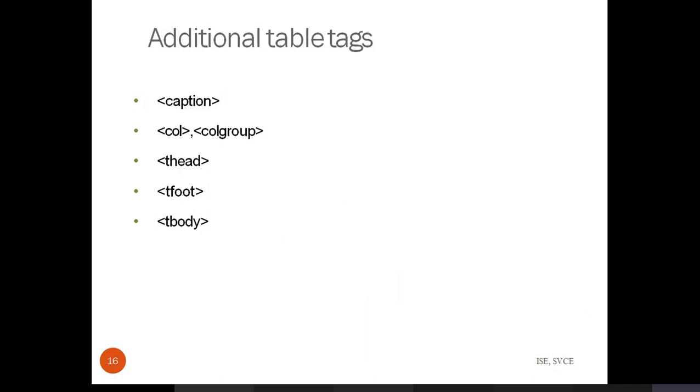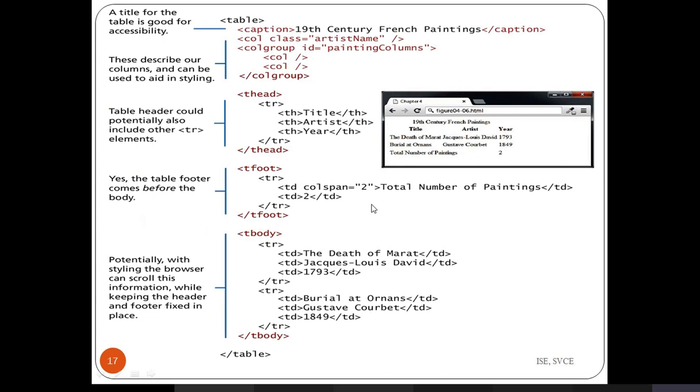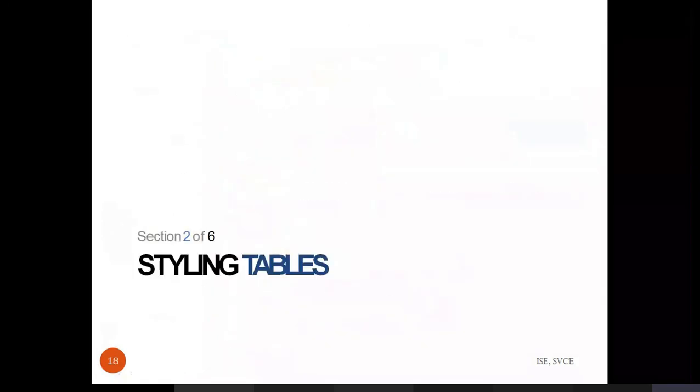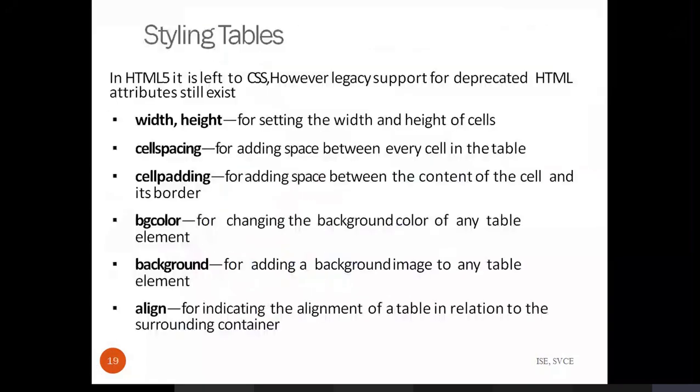In addition to that, we have other additional tags. One is caption, column, then column group, then table head, table header footer, and table body. So we'll work with these different tags and we'll see how the changes can be applied. Styling we'll discuss tomorrow. So let me go to the, or else I can just cover these stylings also.